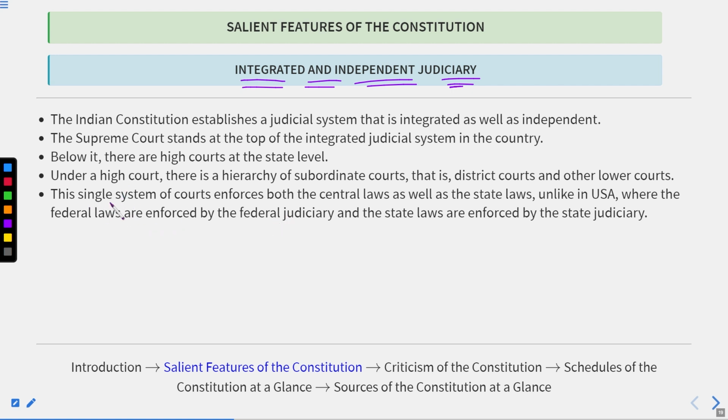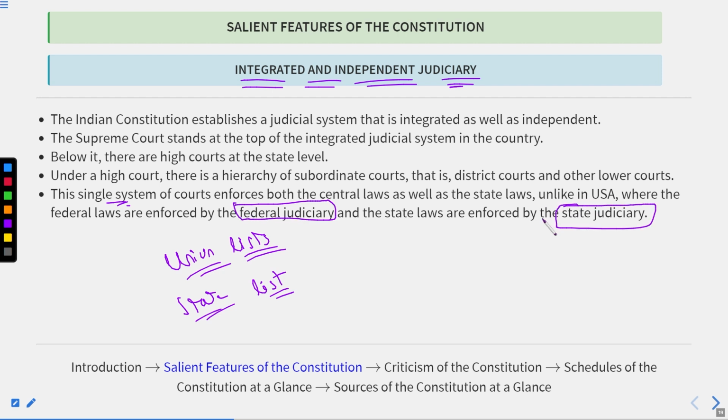Okay. A single system enforces both center laws as well as state laws, because the central government gets power from the union list, and the state government gets powers from the state list. All right. Unlike in USA, where the federal laws are enforced by the federal judiciary and the state laws are enforced by the state judiciary, because the federal constitution is different and the state constitution is different.